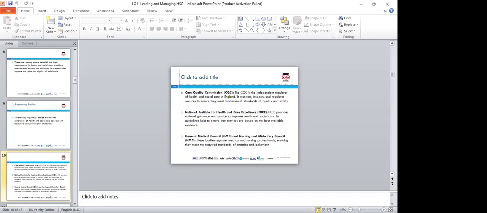Okay. Now, CQC, what do you know about CQC, please? CQC, Care Quality Commission, they regulate how care is given to clients. They set rules and regulations that guide us, the providers, in provision of care to our service users.